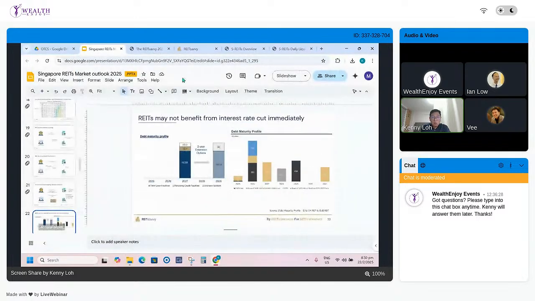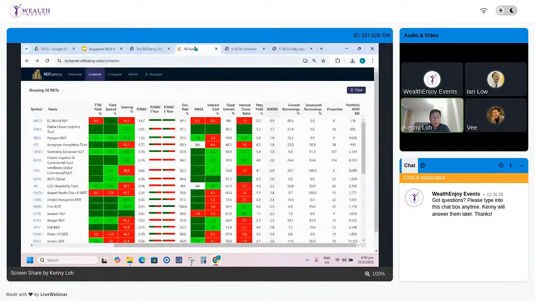So where do you get all this information? My REIT screener has all this information, and all these financial ratios can be sorted. Let's take a look at which REITs have the lowest debt maturity profile. EC World has the lowest debt maturity profile, but EC World has been suspended, so we just exclude EC World from this explanation.